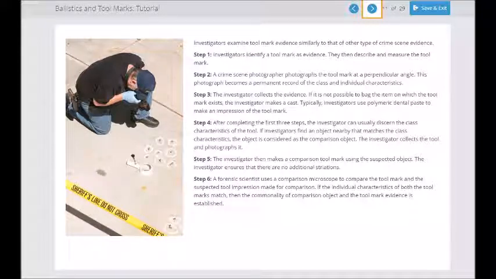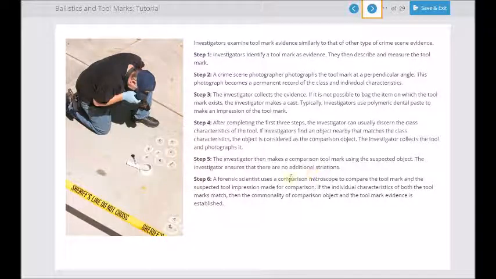After completing these steps, they usually talk about the class characteristics of the tool, the individual characteristics. They try to see if they can come up with something unique. Hopefully, they can find the tool then, and then they either collect it or they take photographs of it or both. They then make a comparison of the tool mark and the suspected object. And if you find that there's a comparison, then you're able to connect the two.